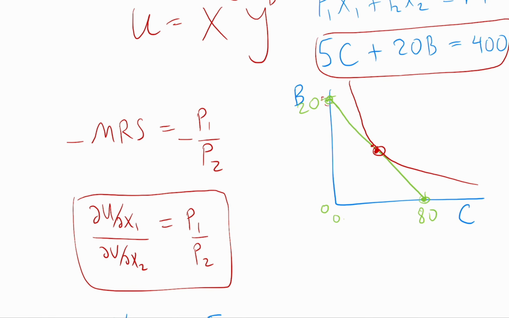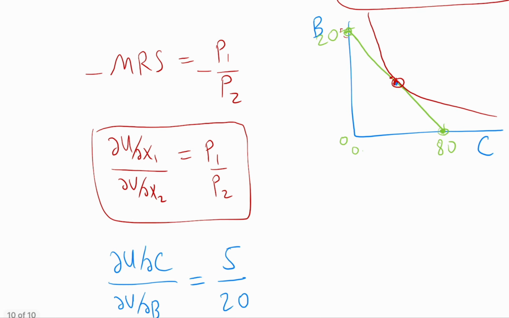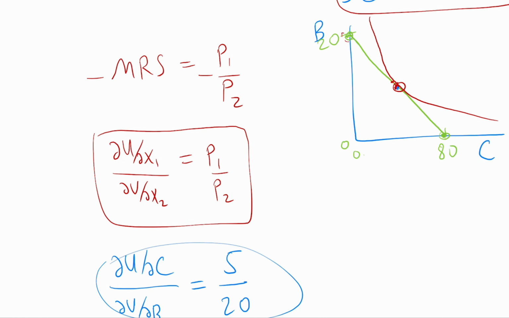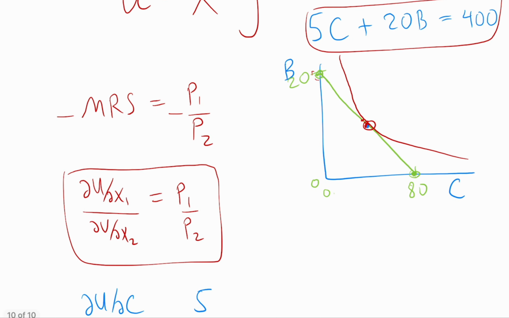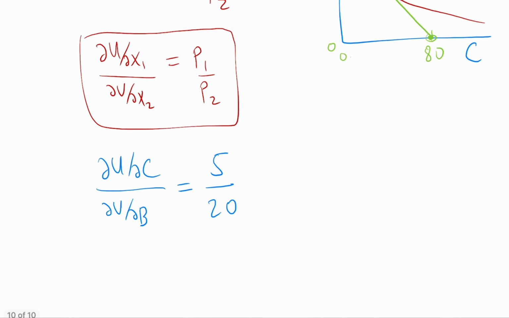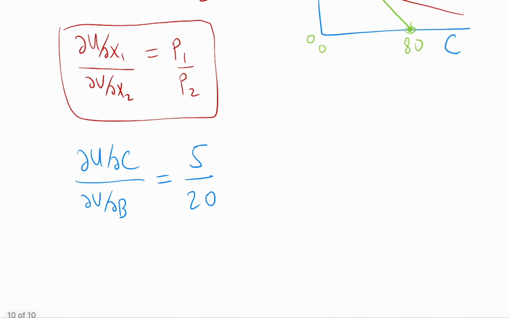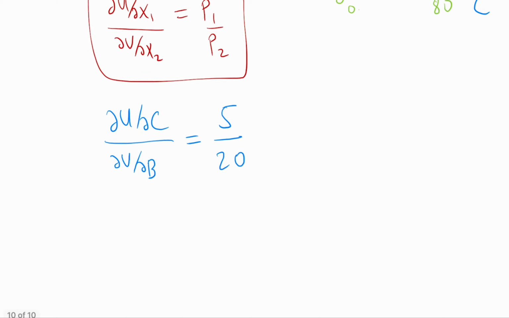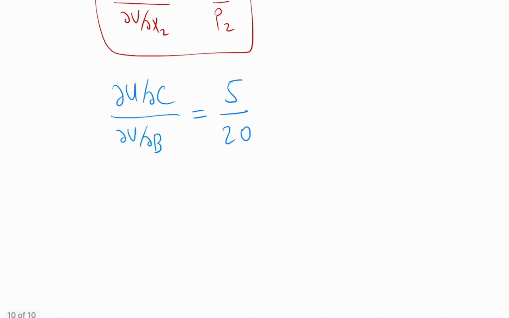Again, big picture, got to be tangent. That's what we're doing here. This is called the tangency condition. That's got to be met. And then we've got to be somewhere on the budget line, this green equation. And so once we have those two, that's going to give us a unique point in space, and that's the optimal bundle. So here, let's just do this math now.